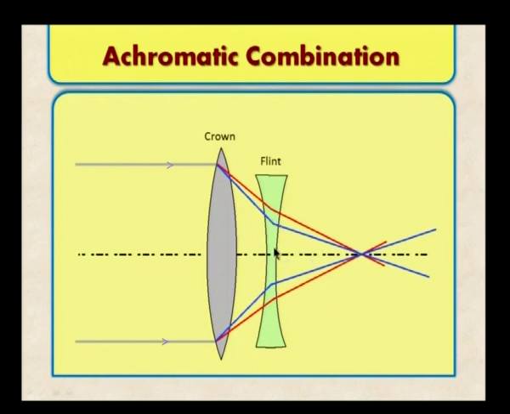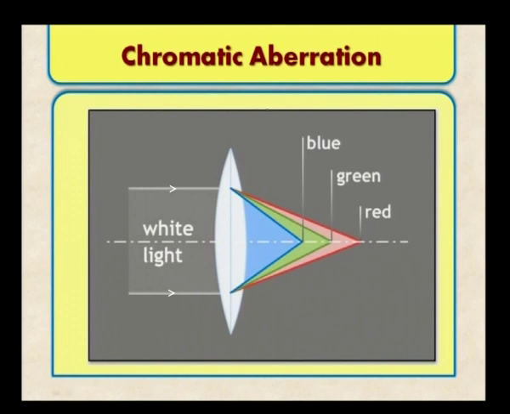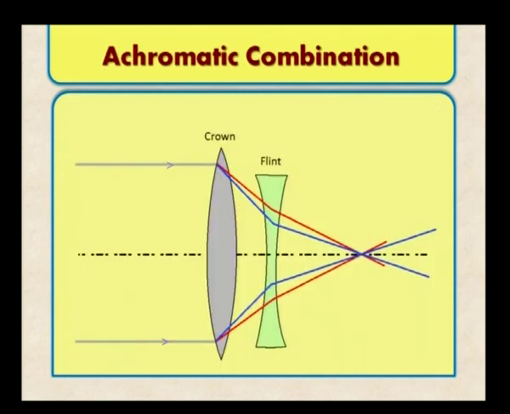Now, what happens? Unlike the earlier case wherein the violet came to a focus at a point here, the blue is coming to a focus here, or violet would have come here and red comes here, they are getting focused at different points. Instead of that, this can be minimized. Here it is shown as if it is completely eliminated, but the point is you can try to minimize it by combining a crown glass with a flint glass. Why do you use crown and flint? They have different refractive indices.